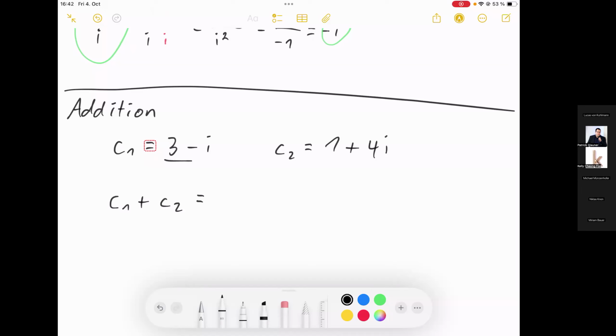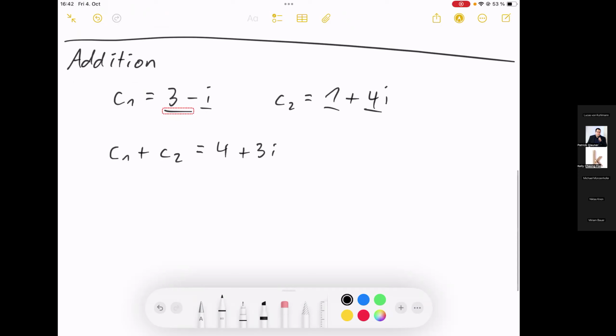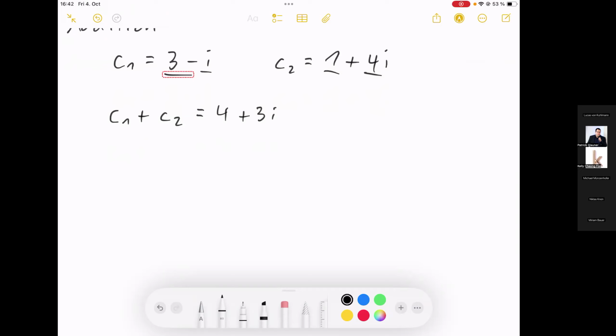Get the first answer. So 3 plus 1 is 4. We have 4 minus 1. So 4 plus 3i, which is fairly simple because you're just adding the components. We can also do multiplications of complex numbers.